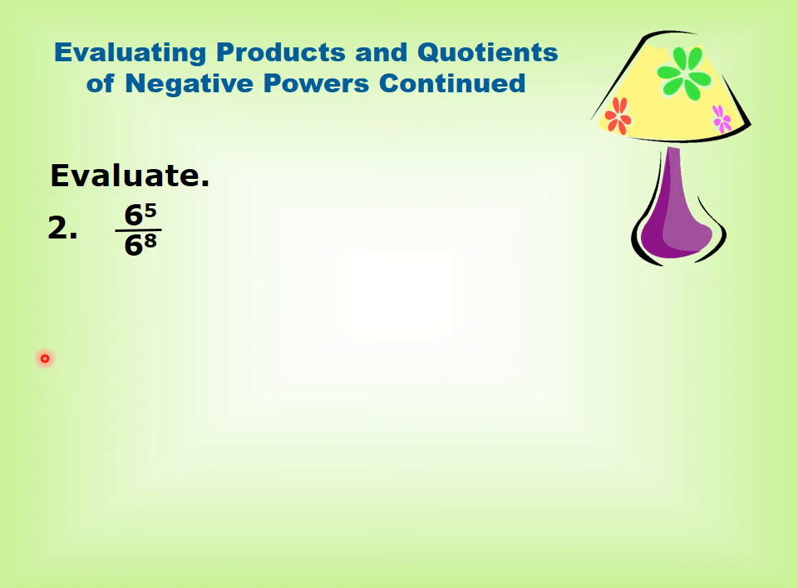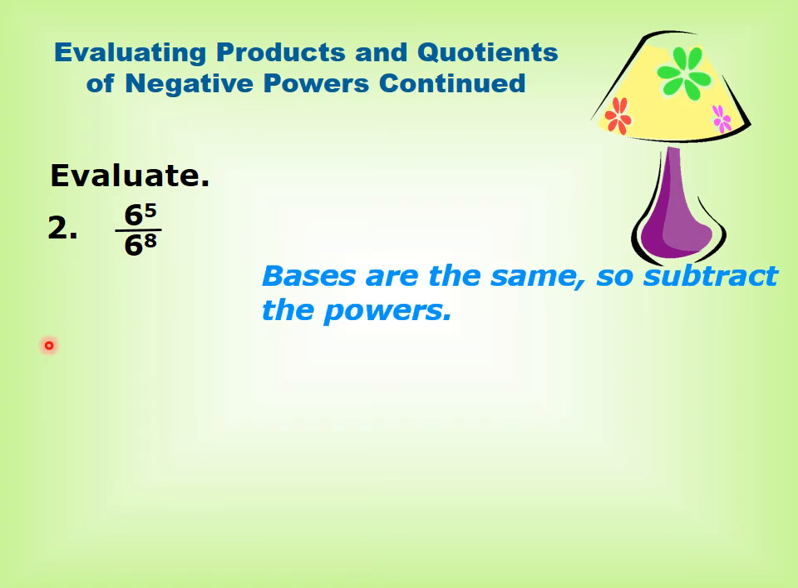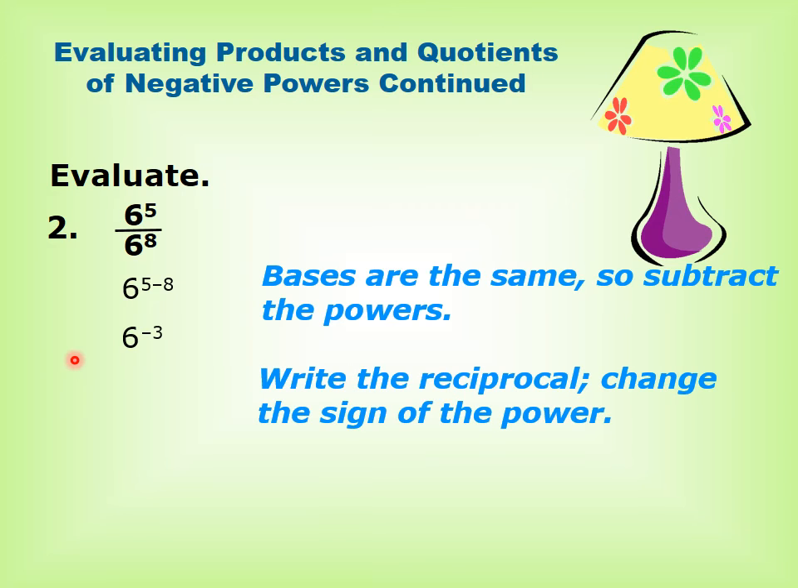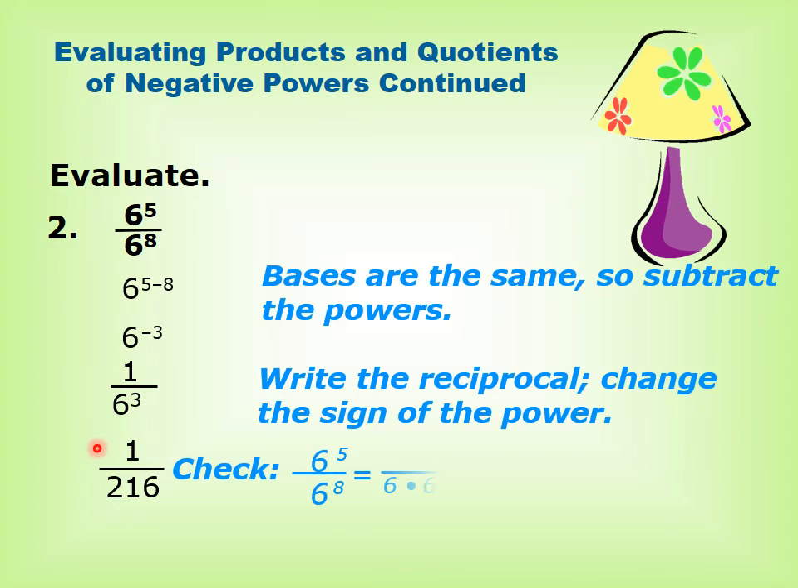6 power 5 over 6 power 8, bases are the same, so subtract the powers. Since we are dividing with the same base, we can subtract the powers. The upper power minus the lower one equals 6 power 5 minus 8 equals 6 power negative 3. Write the reciprocal and change the sign of the power, equals 1 over 6 power 3 equals 1 over 216.